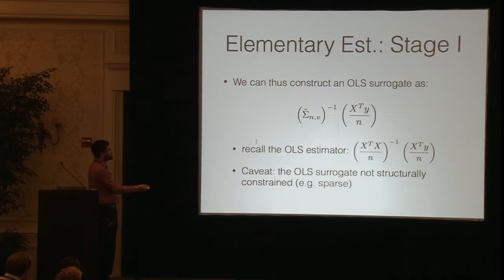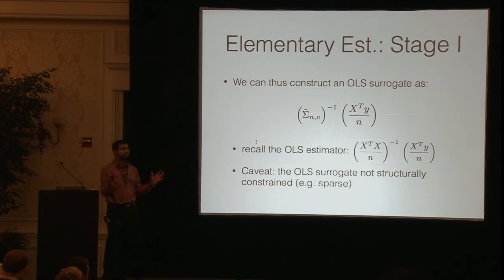But there is still one caveat with this, which is that this is not structurally constrained. This estimator is not going to be structurally constrained. Right? In fact, I didn't even bring up the structural constraint on the original signal. Right? It could be low rank, it could be sparse, group sparse, and so on. This guy is not going to have those structural constraints.